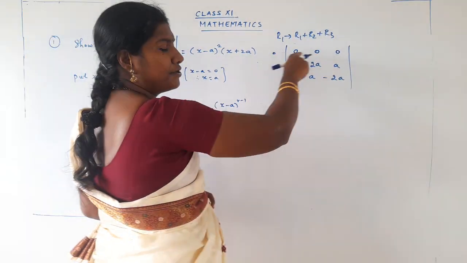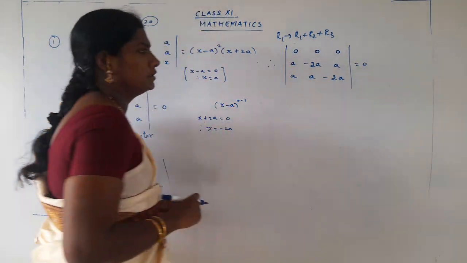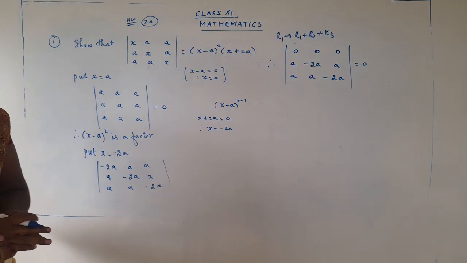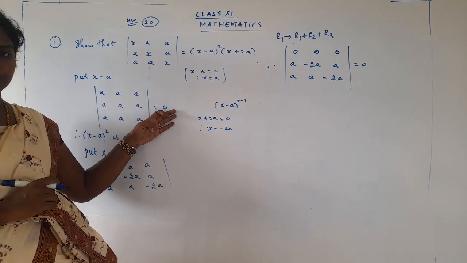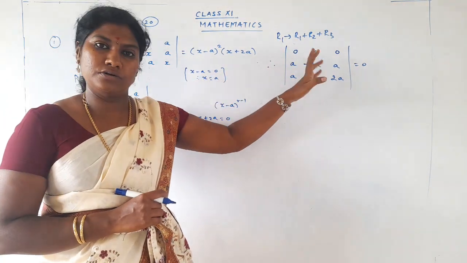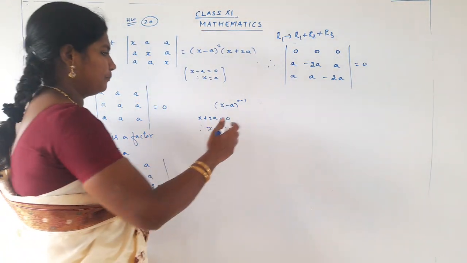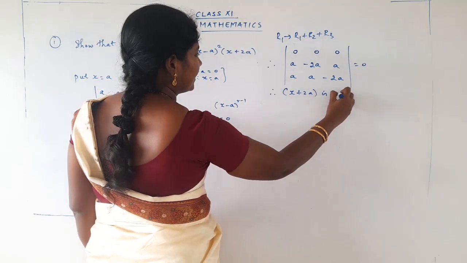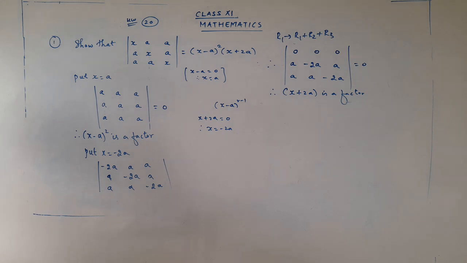Now here, since one row is fully 0, I will get the answer as 0. Since this first row is fully 0, I can say that the answer is equal to 0. Here we had all the 3 rows to be identical, so I have taken it as 0. Here one full row is 0, 0, 0. So I have got the answer as 0. So what we can say here, therefore, x plus 2a is a factor.